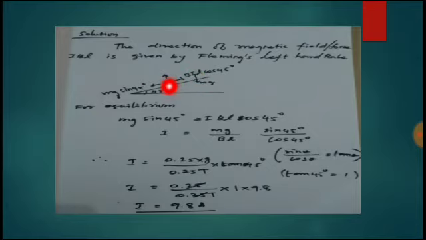That object experiences two forces, one upwards and one downwards. The downward force is mg sin theta, where theta is 45 degrees. Here the upward force is BIL cos theta. BIL is nothing but the force.